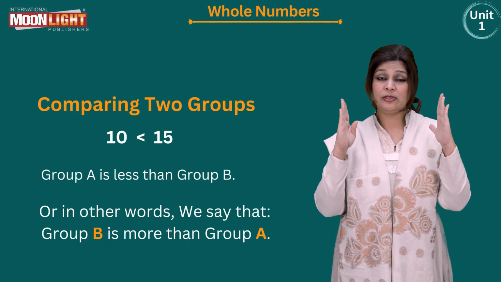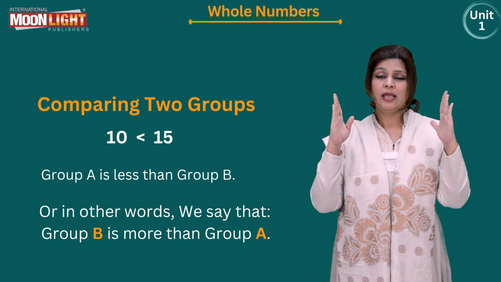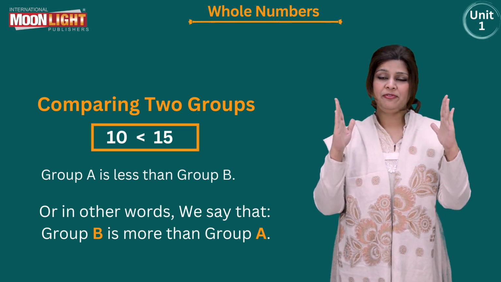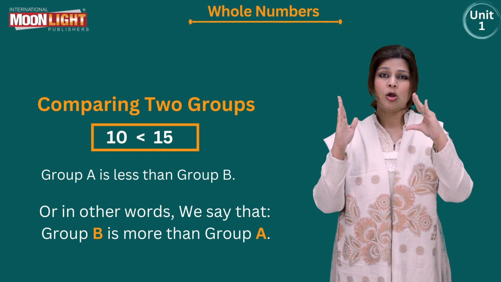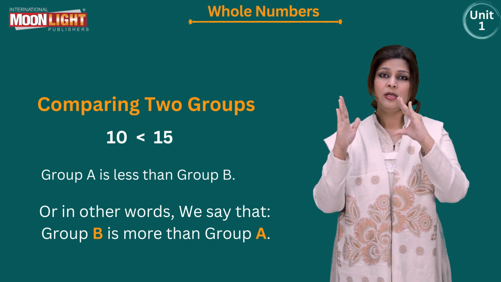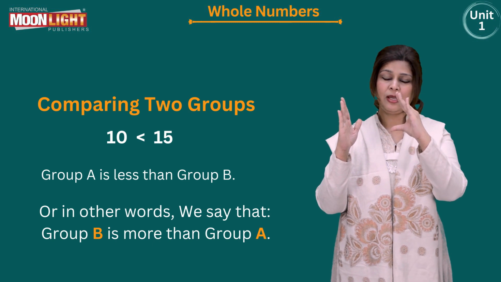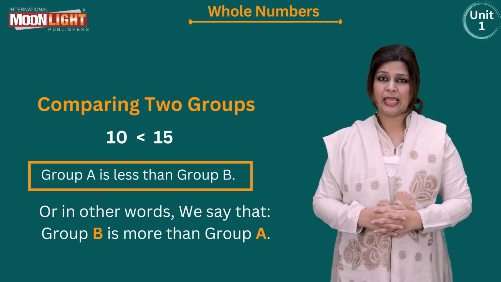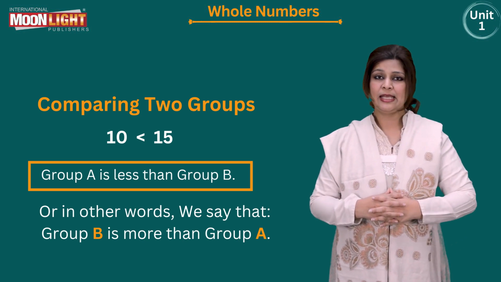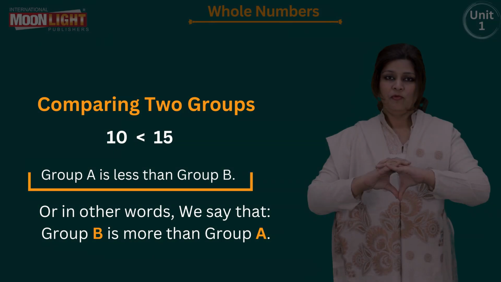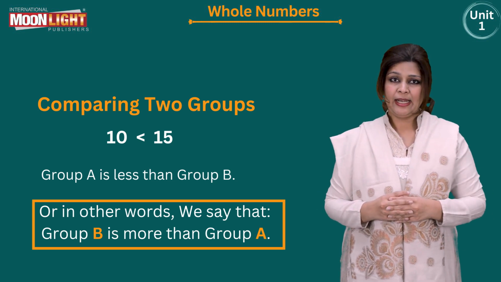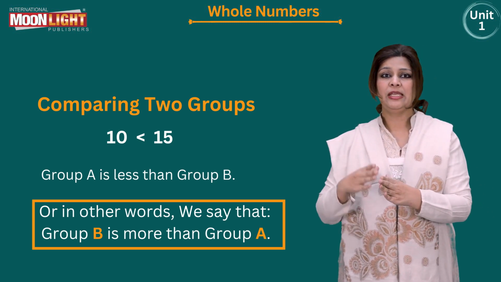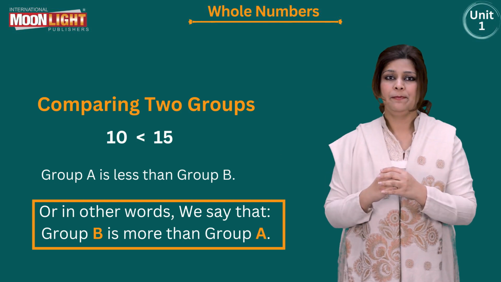First of all, you are going to decide which symbol will come over here. As you all know, the number 15 is a bigger number, so the crocodile is going to eat the bigger number. Which symbol will come over here? Very good, this symbol will come. So we are going to say that group A is less than group B. In other words, we can say that group B is more than group A.